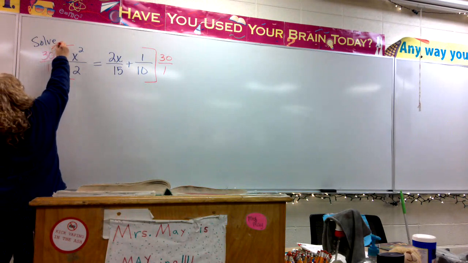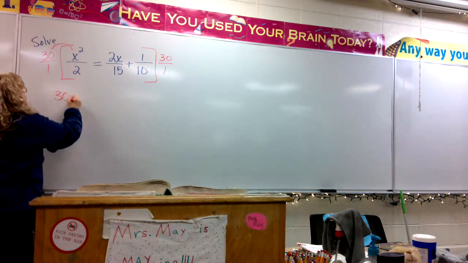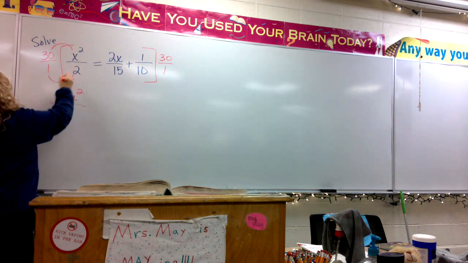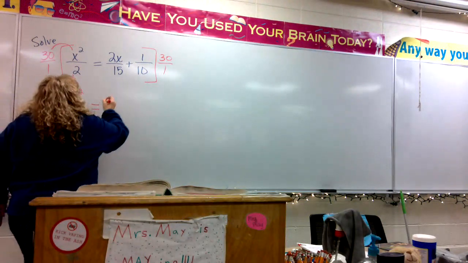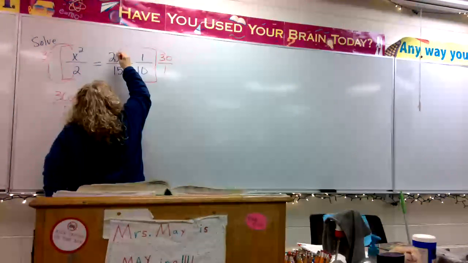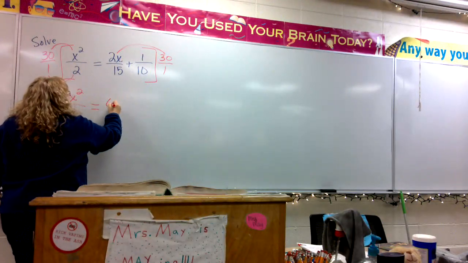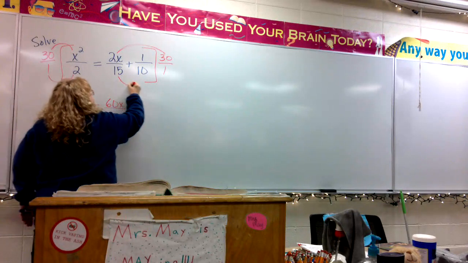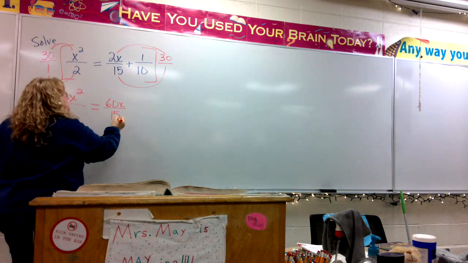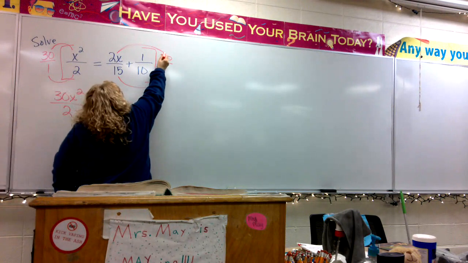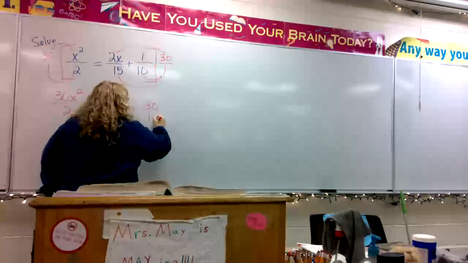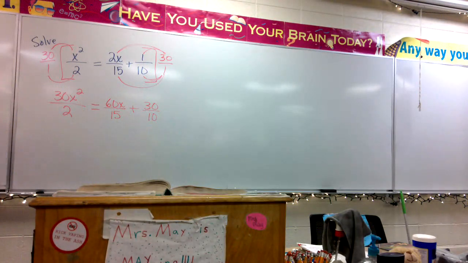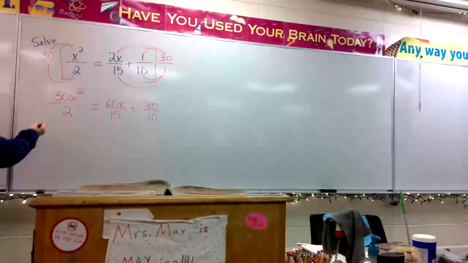So watch this. Top times top, 30x squared, bottom times bottom. Right? Other side. And when you multiply, you have to do both terms. Top times top, is that 60x? Bottom times bottom, 15 times 1. And then top times top, 30 times 1 is 30. Bottom times bottom, like that. Now, right now it doesn't look very simple. It looks like I made it even worse.